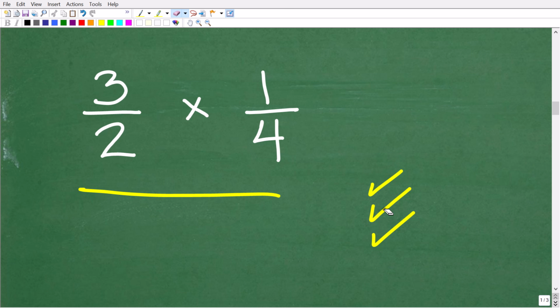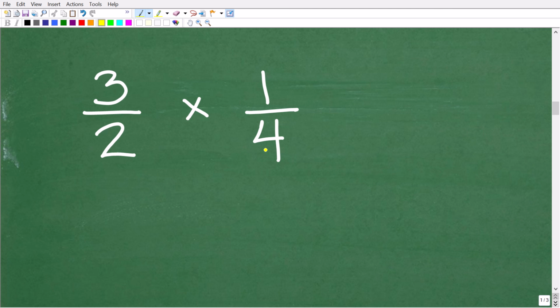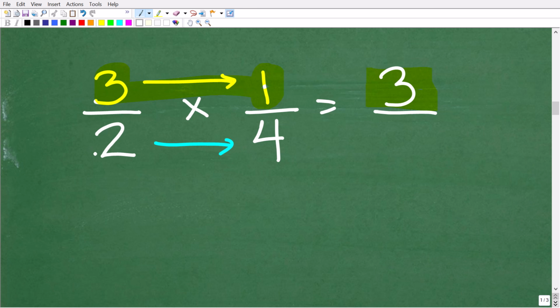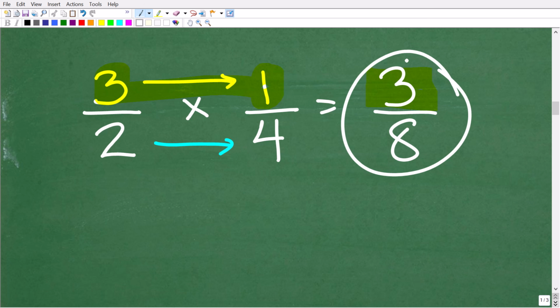Okay, so let's get back to multiplying fractions, and this is super easy. Okay, so when we want to multiply fractions, all we literally have to do is multiply the respective numerators and denominators. So here we have 3 and 1 as our numerators. So our numerator in our answer here is going to be 3 times 1. So 3 times 1, of course, is 3. And then all we have to do is multiply the denominator. So 2 times 4 is 8. So 3/8 is the answer.